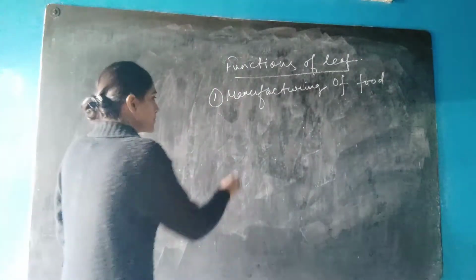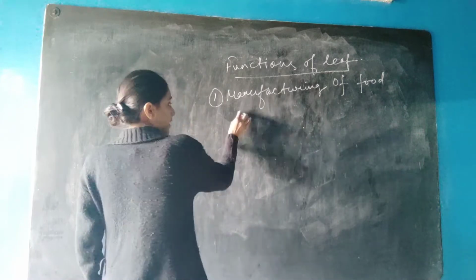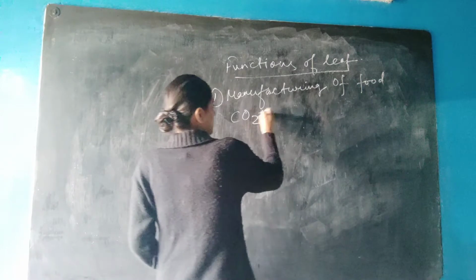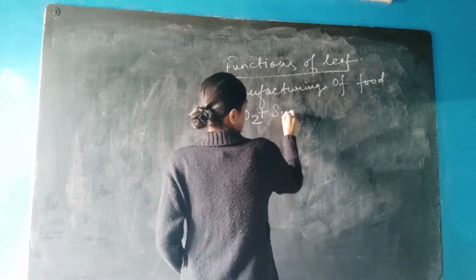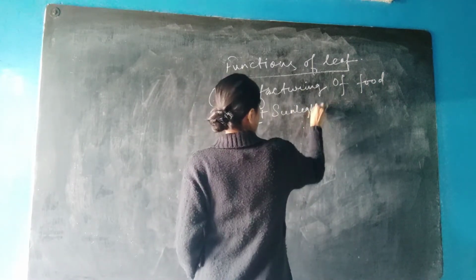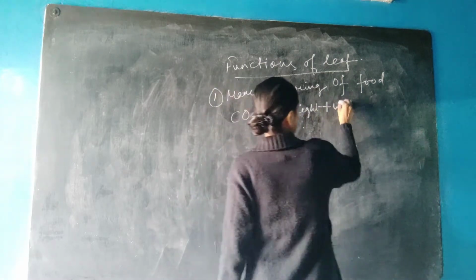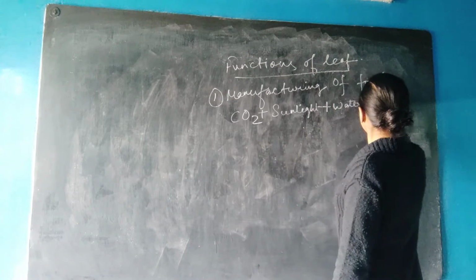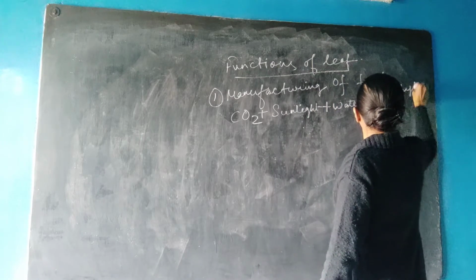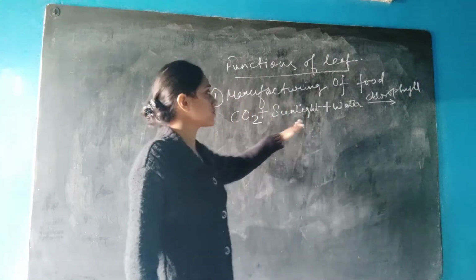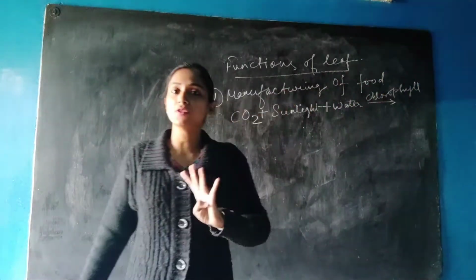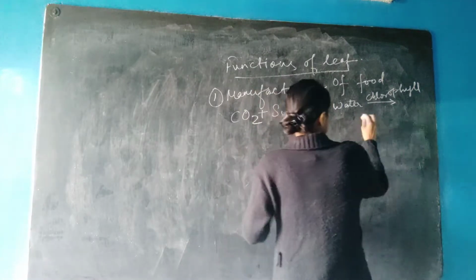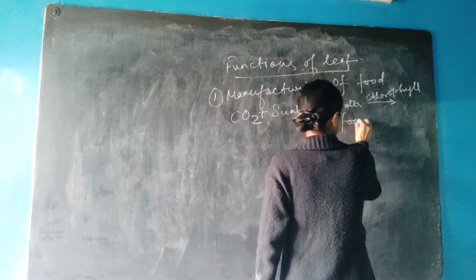Here it is written that the plants or the leaves take carbon dioxide from the atmosphere, sunlight from the sun. These things are needed for the process of photosynthesis. After this, they produce the food, or you can say glucose.